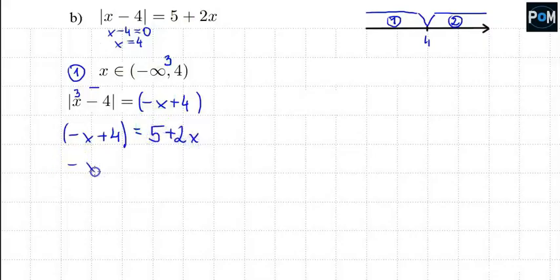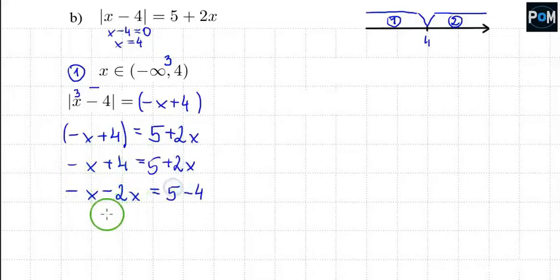I'm going to remove the parentheses, and then I'll move all the x terms to one side of the equation. We'll then combine the x terms. This will give us minus 3x equals 1. We divide this entire equation by minus 3, and we find that x is equal to minus 1/3.